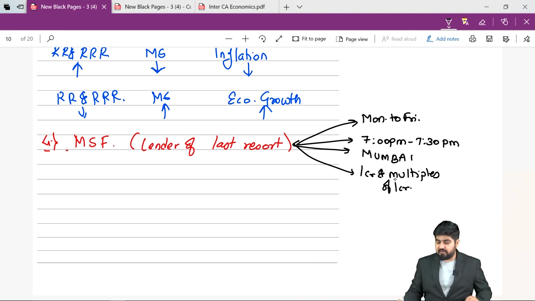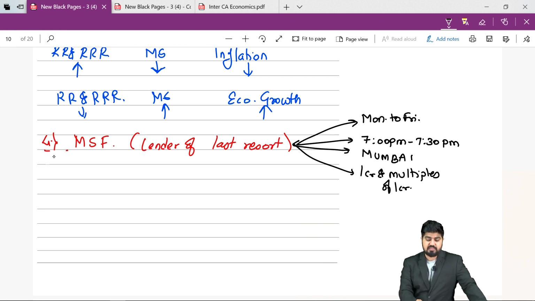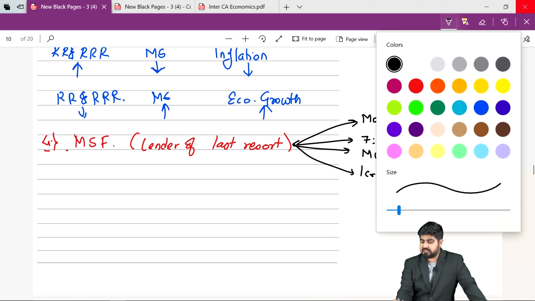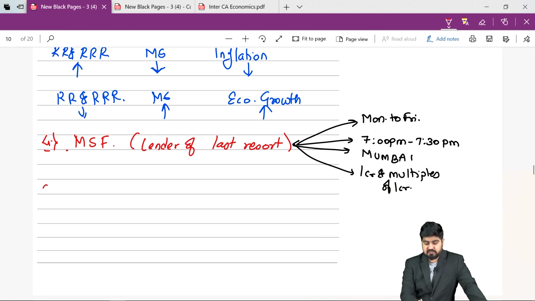So if you are meeting all these requirements, only then can you go for marginal standing facility. Now these requirements are set so that people think that RBI is very strict and will not be taken lightly, in order to influence the money supply in the market. So that's marginal standing facility. No arrows required here, just the understanding of this will be sufficient.